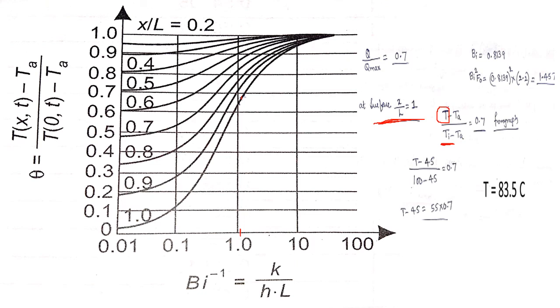That is what we should calculate now. T minus 45 divided by 100 minus 45 is equal to 0.7 or 0.68, which is read from the graph. If we solve this equation, my temperature T will be around 83.5 degrees centigrade. If we calculate this temperature T with 0.68 from the graph, we get a temperature of around 82.4 degrees centigrade. I hope you have understood all these graphs.